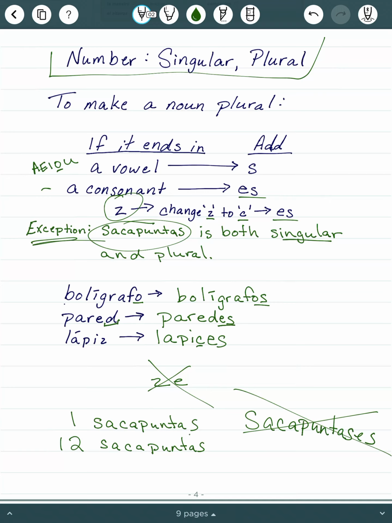However, I do want to point out it's not just because it ends in an S already. The word for month is mes. To say months, S is still a consonant, so you still add ES. So it's not that it already ends in an S for sacapuntas. It's just an exception, and languages love exceptions.